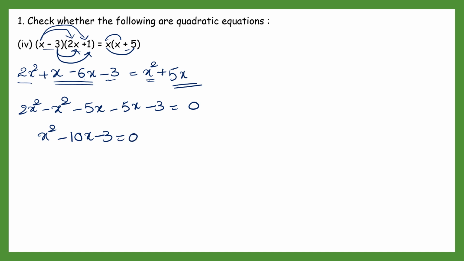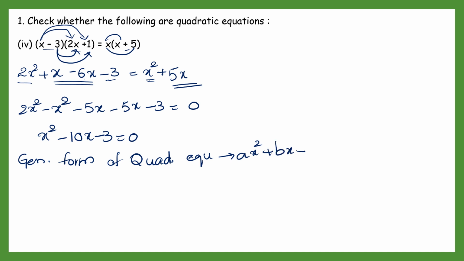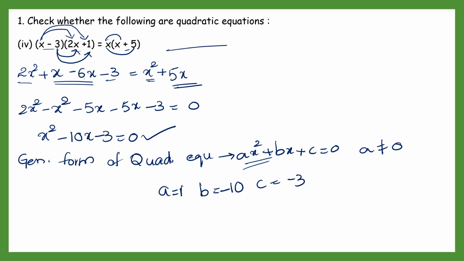Now check if it is quadratic or not. General form. What is the general form of quadratic equation? General form of quadratic equation is ax square plus bx plus c is equal to 0. The condition is a should not be equal to 0. If you compare the result you will get a is equal to 1, b is equal to minus 10, c is equal to minus 3. So, the equation is in the form of ax square plus bx plus c is equal to 0. So, this given equation is quadratic equation.